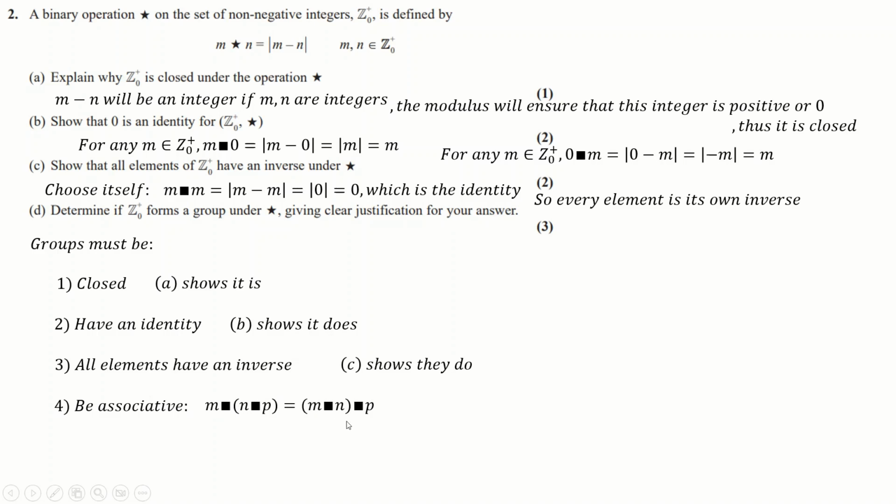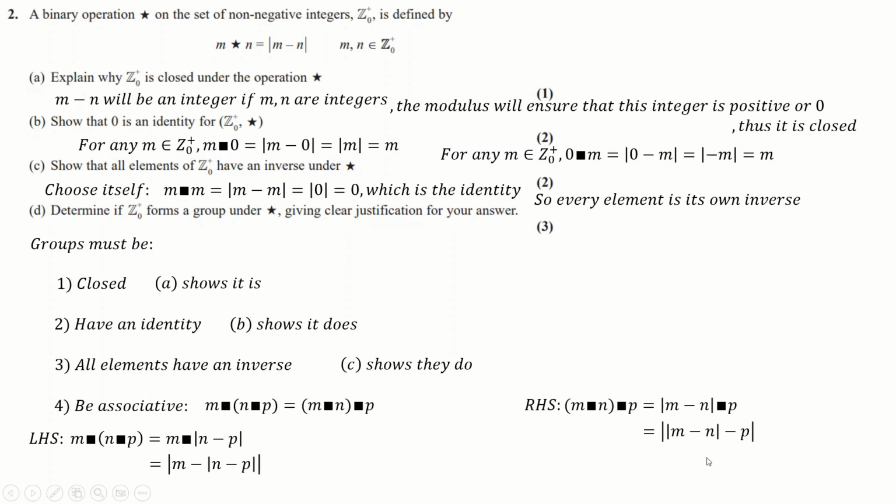Now, if you actually do this with algebra, we can say that on the left-hand side, n star p is this, and then m star that is going to be this, because it's just m minus this one all in a mod. Now, when you do it on the right-hand side, it looks a bit different. It ends up looking like this. These two things don't look like they're the same.